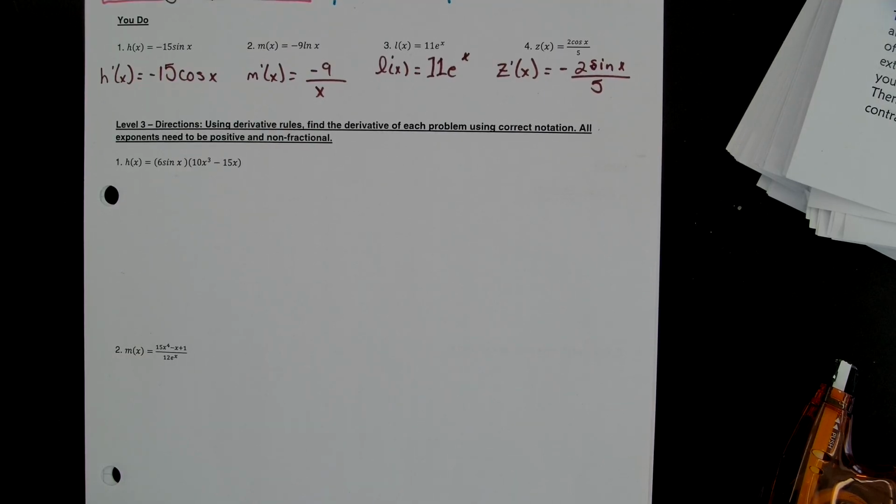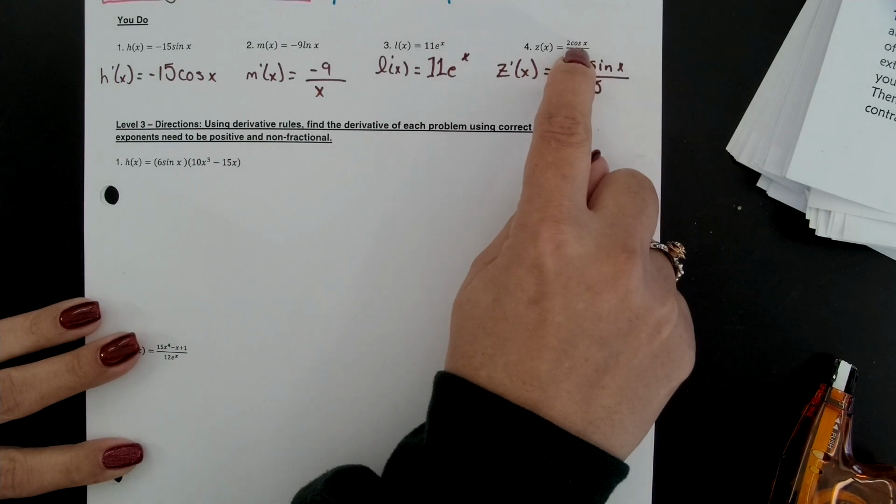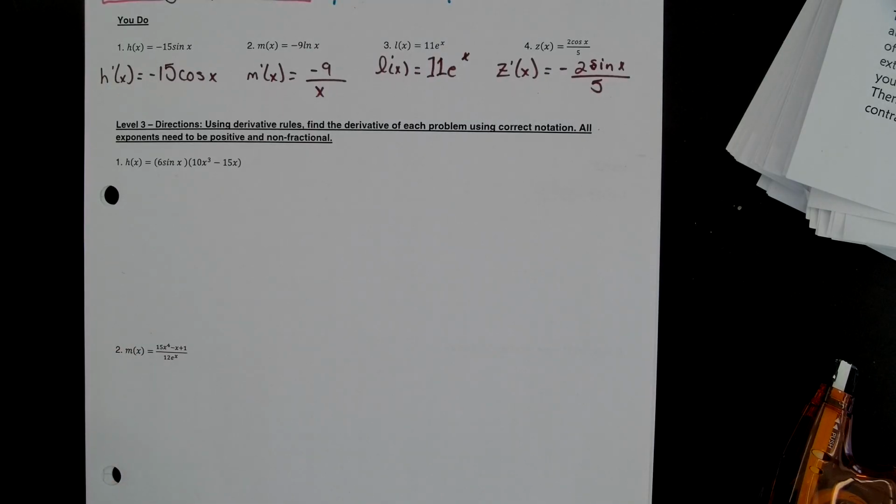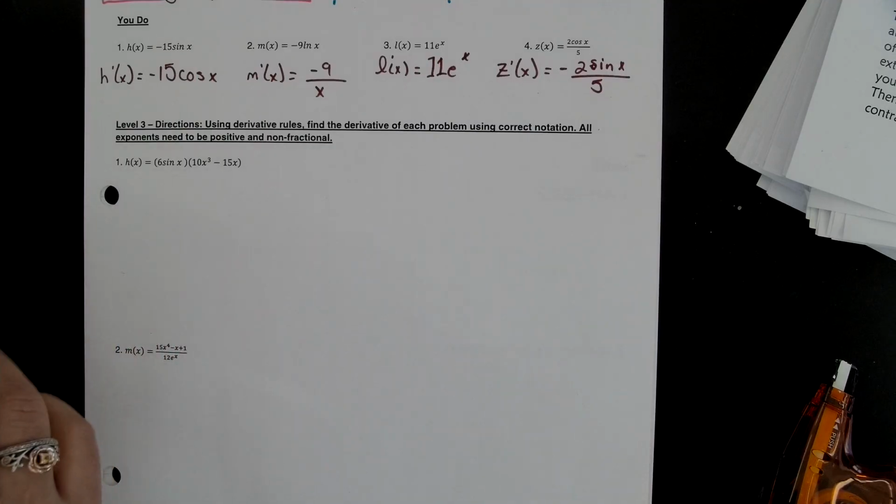Are we good? Why did it become negative 2? We start with cosine, so you need to make positive negative and negative positive. Because it started with a positive, we have to make it negative. So every time it's negative? Only when it's cosine.